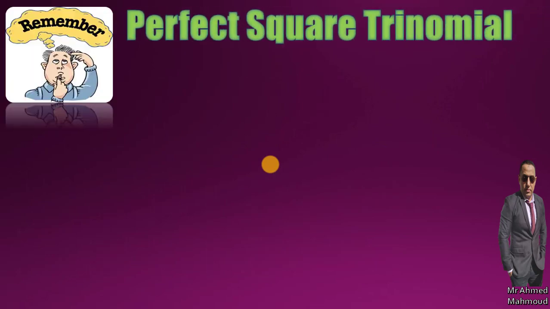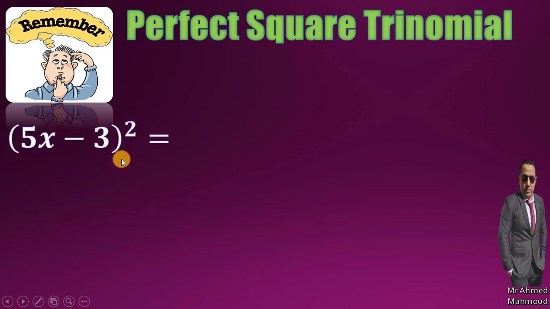Okay, first we need to remember the perfect square trinomial as we studied in the first prep. We studied in the first prep that if we have a bracket to the power of 2 like this, this bracket is called a perfect square, and we studied how to expand this bracket. 5x is called the first term and negative 3 is called the second term.